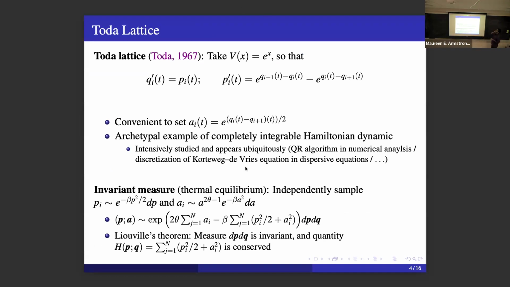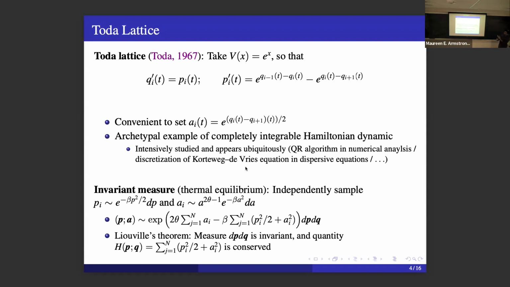The setup is the same as before, and the choice of V is to simply take it to be exponential. So V of x is equal to e to the x. I've just plugged e to the x into the dynamics from the first slide. Once again, the derivative of position will be momentum, and the derivative of momentum will be basically e to the gap between the particle and the particle in front of it, minus e to the gap between that particle and the particle behind it.